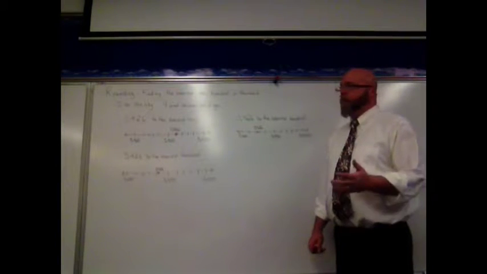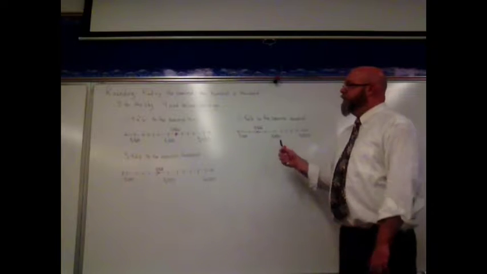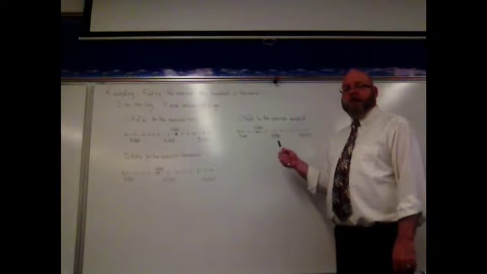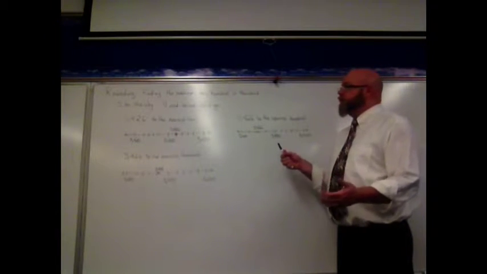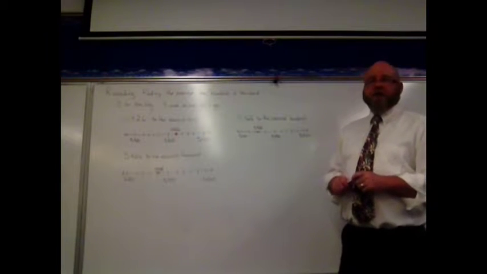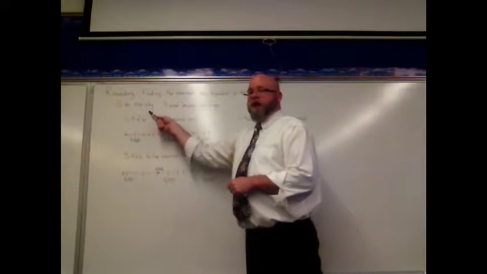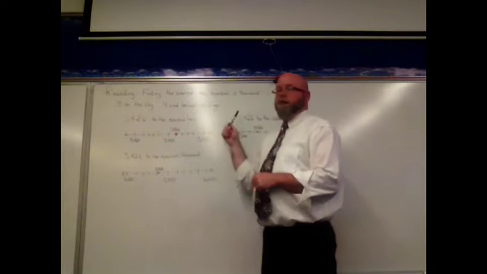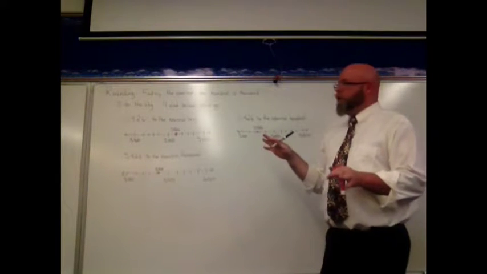Today we want to talk about rounding. Rounding is finding the nearest 10, 100, or 1,000 that is closest to the number you have. I kind of like to use the rule 5 to the sky and 4 and below, let it go. And we're going to look at how that works out.